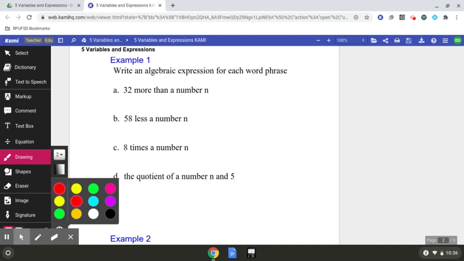So the first thing is 32. More means plus if I flip back to my chart. Than was one of those switch words. A number n, we're just going to leave as n. So notice I wrote that switch word symbol there. I think it just is helpful to have because now it's going to tell me that when I rewrite my final answer, I'm switching the order. The n goes first plus 32.